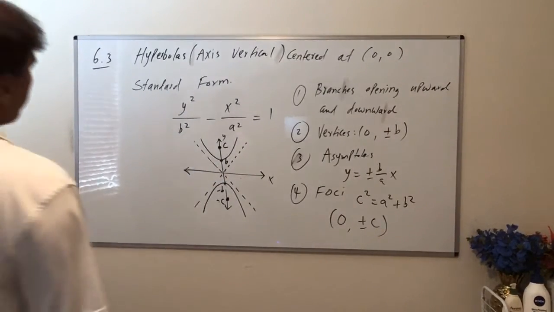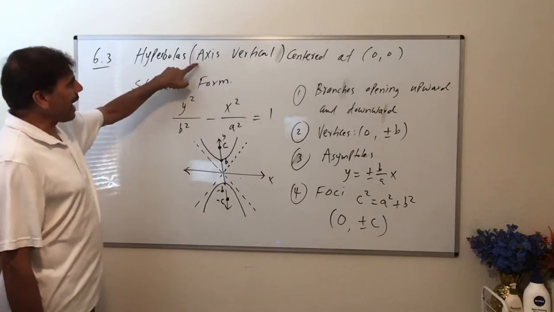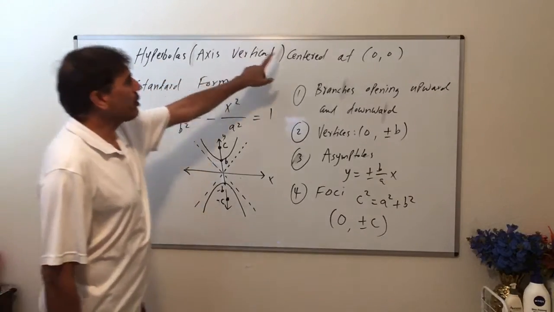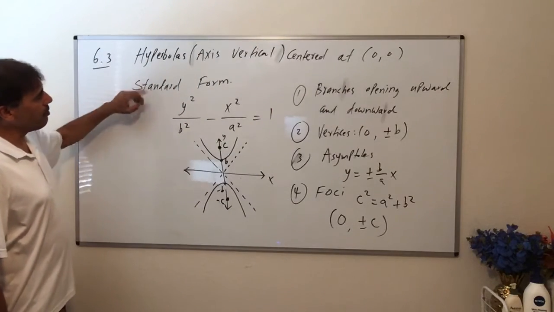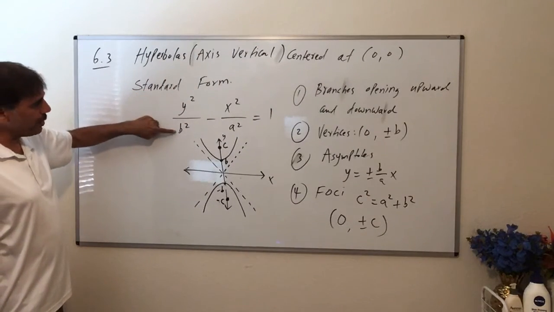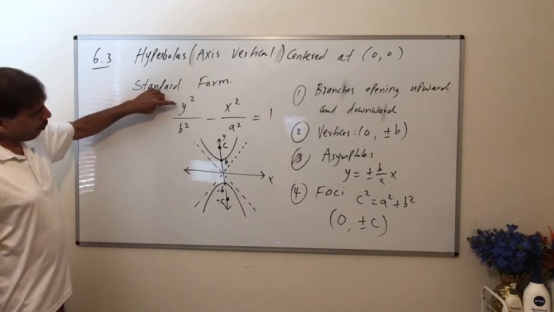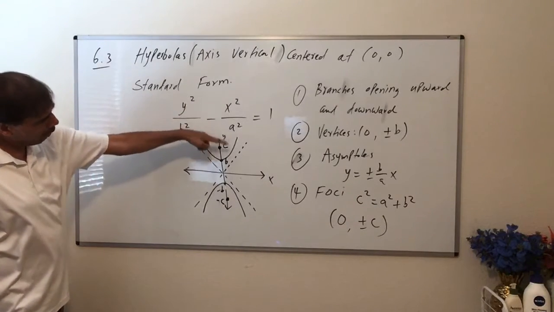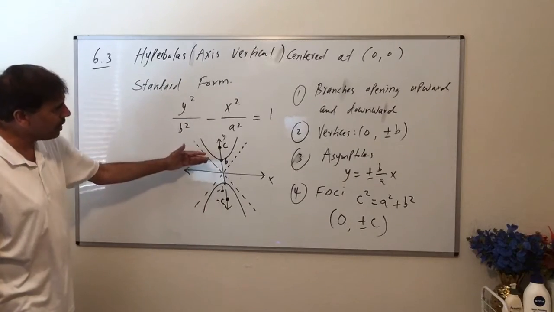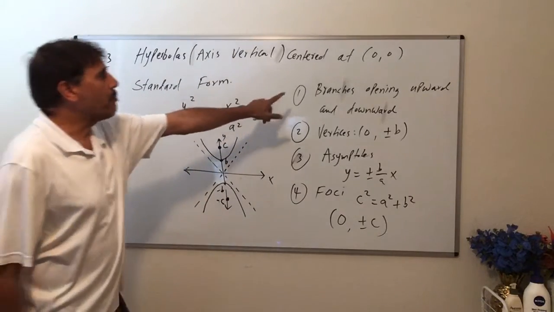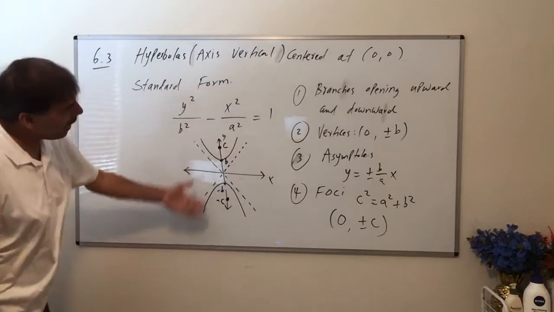So this one, the hyperbola's axis is vertical now and is still centered at the origin (0, 0). The standard form has y squared over b squared first now. If y is first, this means it's going to be along the y-axis, so upward and downwards. The branches open upward and downwards.